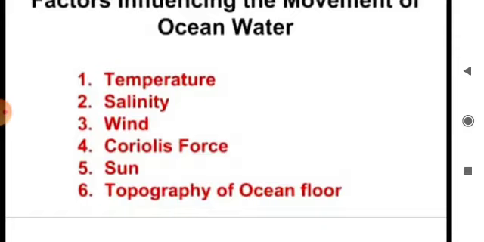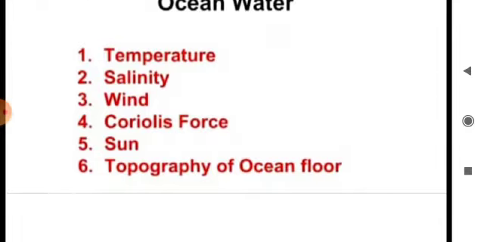Next point, variations in seawater salinity. The high salinity water tends to subside and move below water of low salinity. Ocean currents on the water surface are generated from the areas of low salinity to the areas of high salinity. For example, there is a remarkable variation in the salinity of the Atlantic Ocean and the Mediterranean Sea. Because of this, the ocean current flows from the Atlantic Ocean to the Mediterranean Sea.